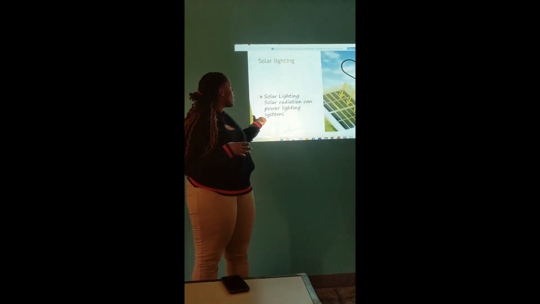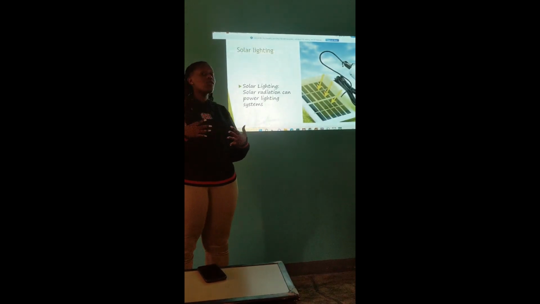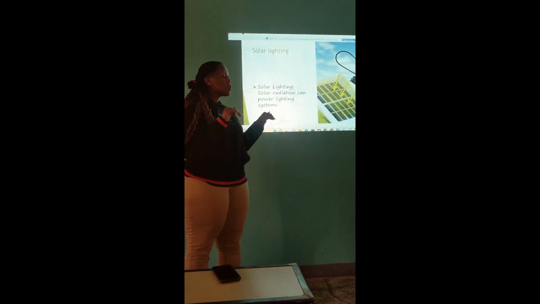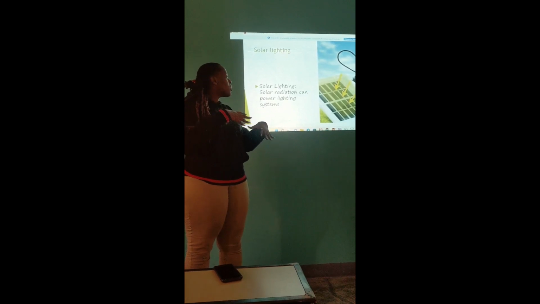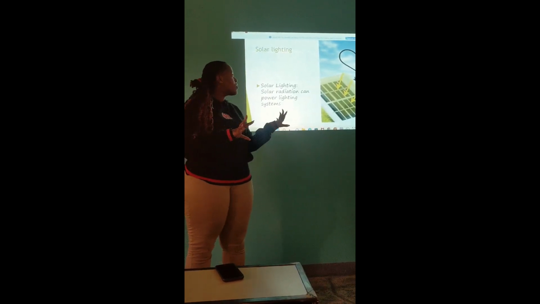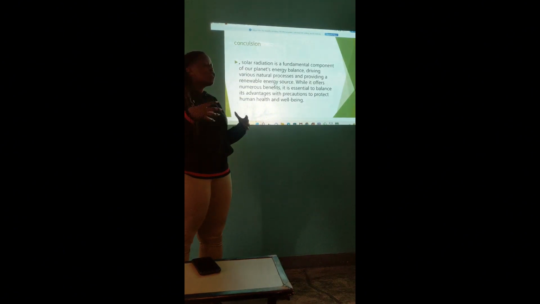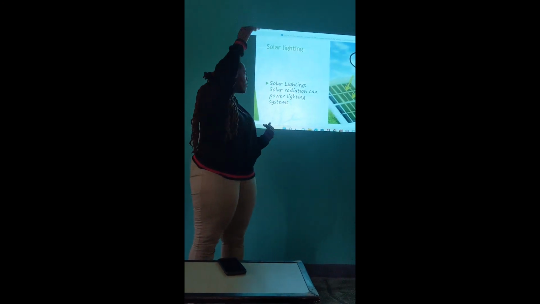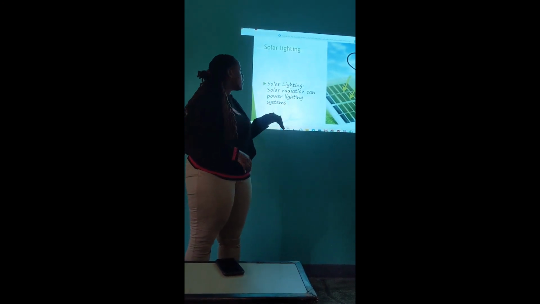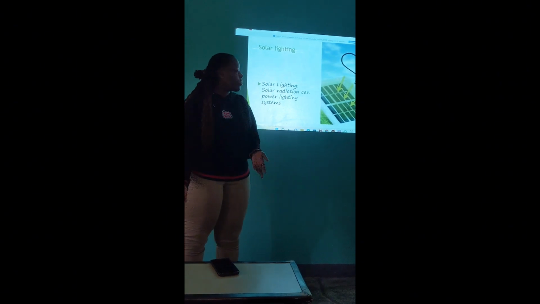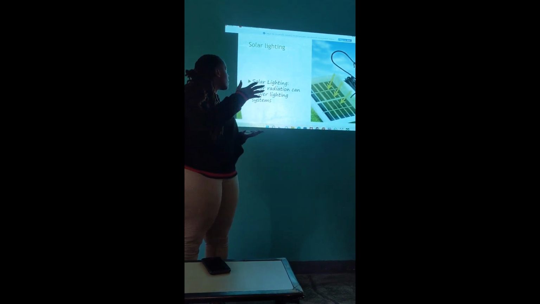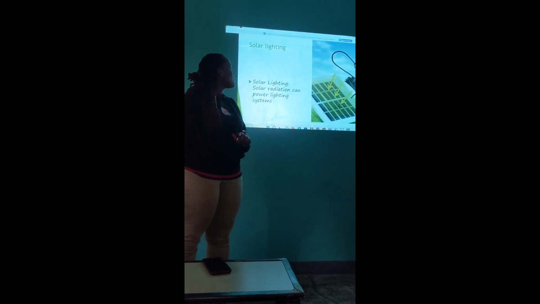Continuing to solar lighting. Also, solar radiation can power light systems by using solar panels. We have lamps which are connected to the solar panel, so that you can get electricity from this solar panel.